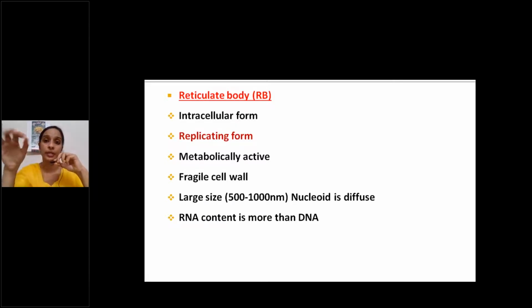Next, the reticulate body is metabolically active but contains a fragile cell wall. It is larger in size compared to the elementary body, 500 to 1000 nanometers. In the reticulate form, the RNA content is more than the DNA. This is about the morphological forms of Chlamydia: elementary body and reticulate body.